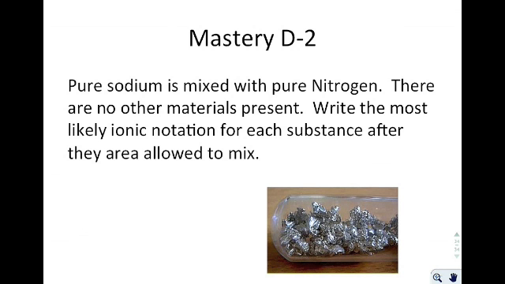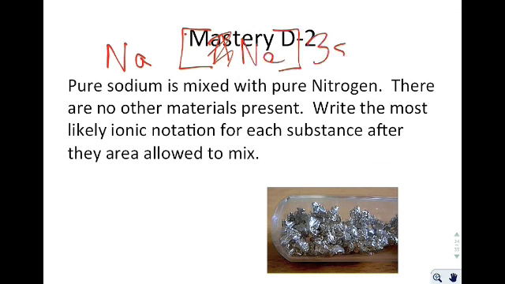Next, it says pure sodium is mixed with pure nitrogen. There are no other substances present. Write the most likely ionic notation for each substance after they are allowed to mix. So sodium is Na. We'll just take the noble gas core, not argon, but neon, so it's neon 3s1. And if you look at nitrogen, nitrogen is helium, and then 2s2, 2p3.